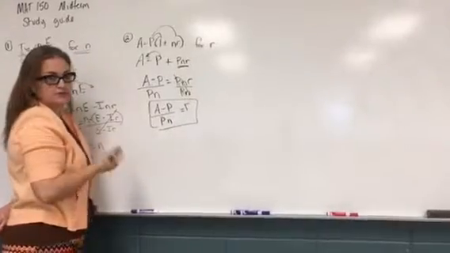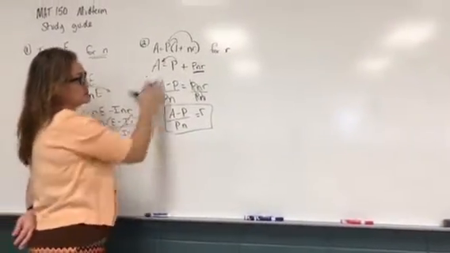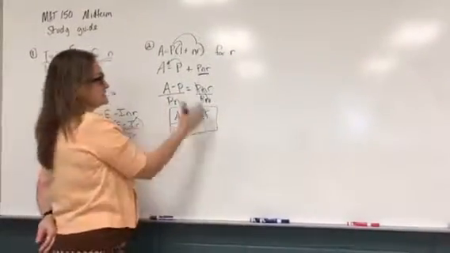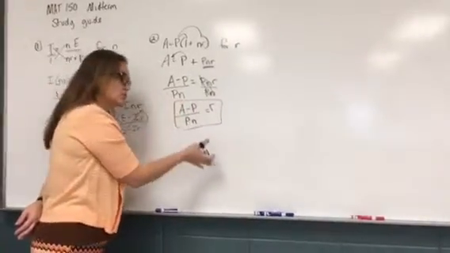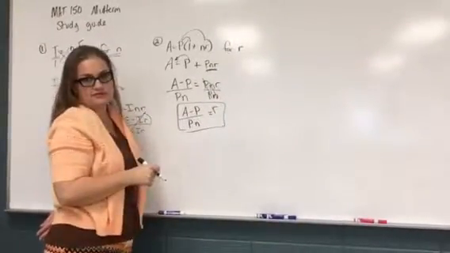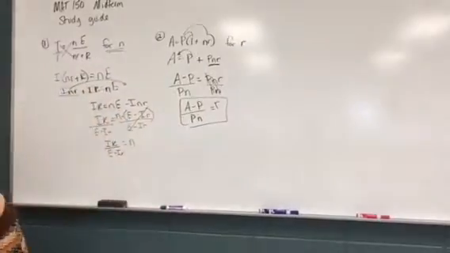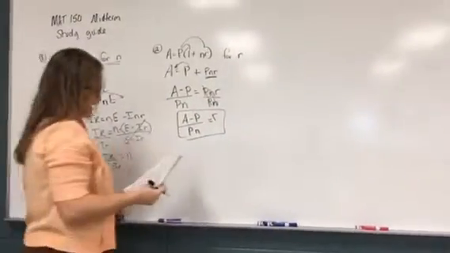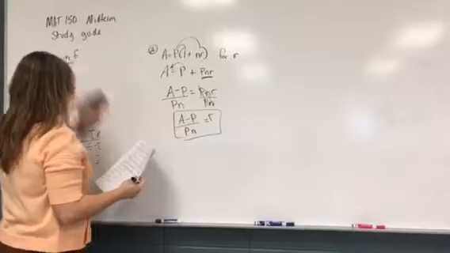Solving for R. So again, solving for a specified variable means whatever you have to do algebraically to get that letter consolidated onto one side, equal to the rest of it. All right, moving on down the study guide, I'll work number 3 next.